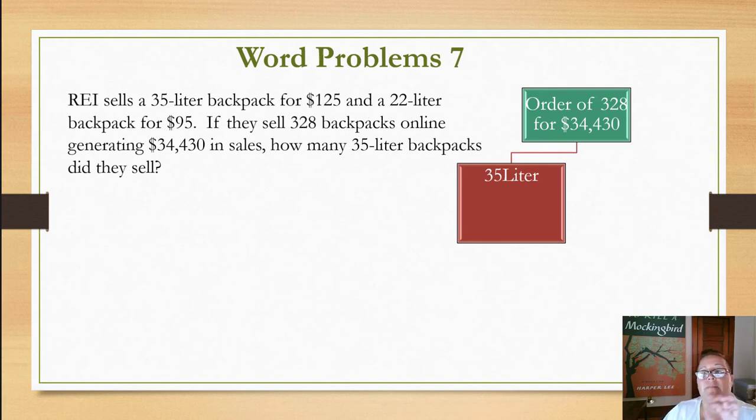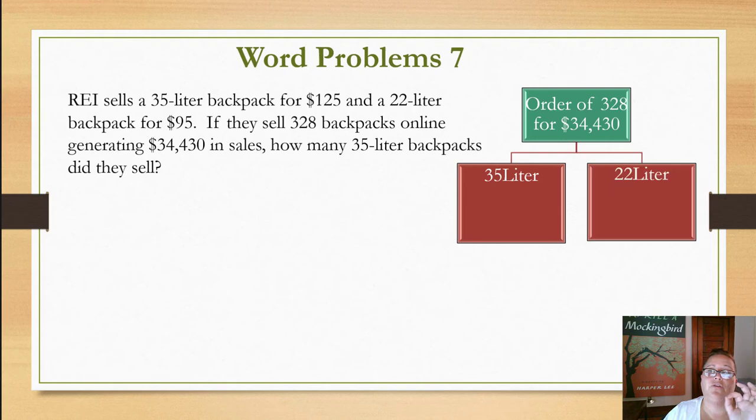Since I don't know the amount of either, and they've asked me about the 35-liter backpacks, I'm going to let the 35-liter backpacks be my X. Now, that means that the 22-liter backpacks have to be the rest of the way to 328. So whatever X is, if I take that number away from 328, I will have the number of 22-liter backpacks.